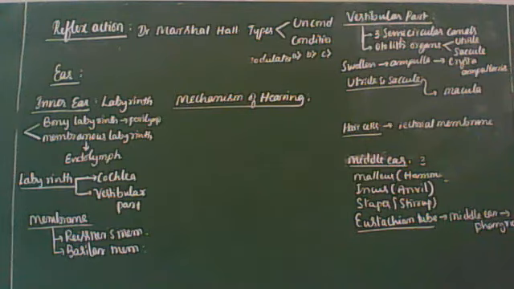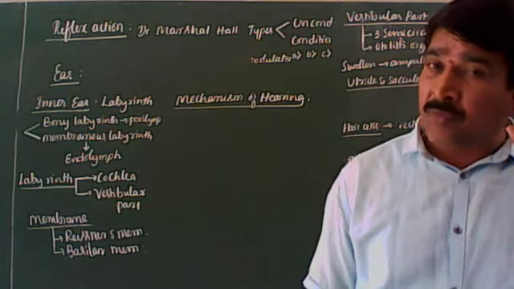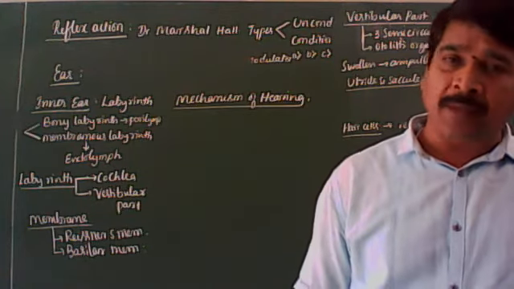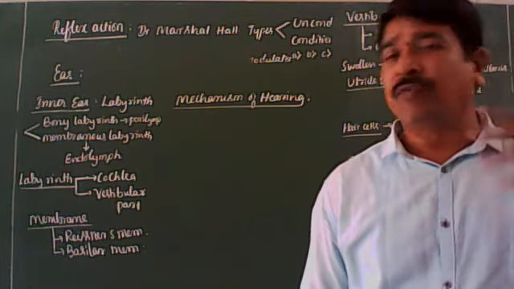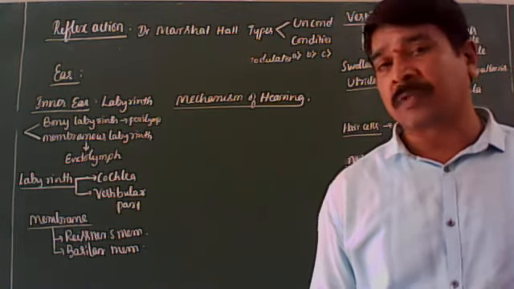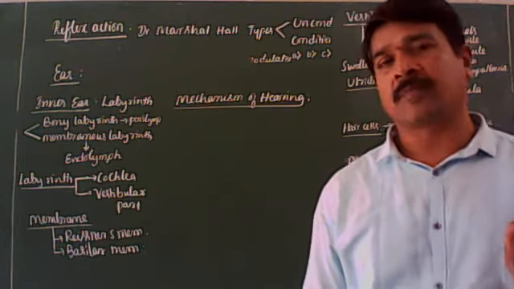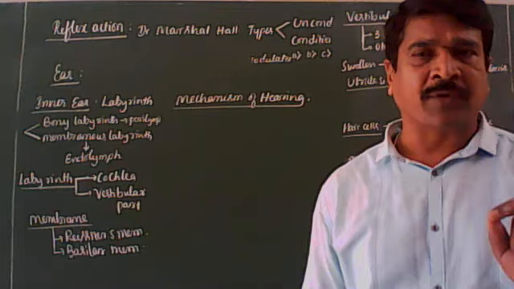sound waves and directs them to the tympanic membrane, also called the eardrum. So this is the external ear. It receives the sound waves and directs them to the tympanic membrane. The ear ossicles in the middle ear amplify the sound waves and send them to the oval window. I think it is very clear for you.